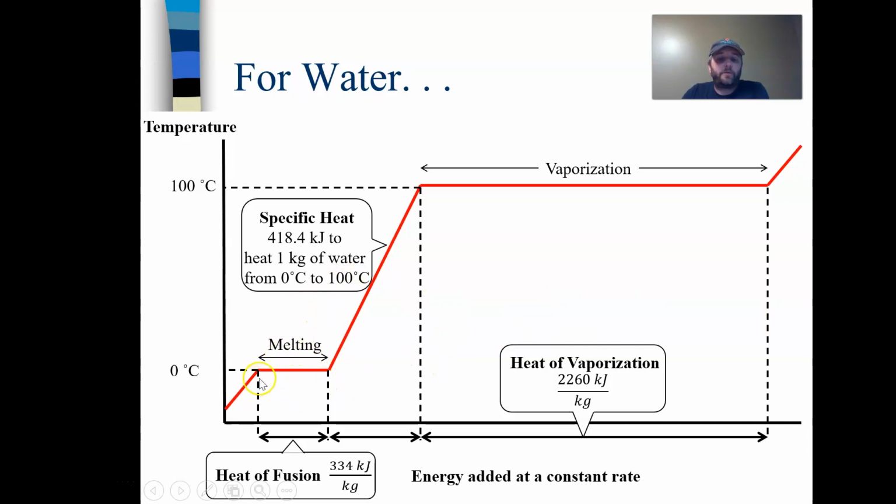Melting water takes 300, we'll just use the number 334, whatever those units are, kilojoules for every kilogram. To change it, once it's completely melted, from 0 all the way up to 100 only takes 418 kilojoules. So it's only a little bit more to change its temperature from the freezing point all the way up to the boiling point.